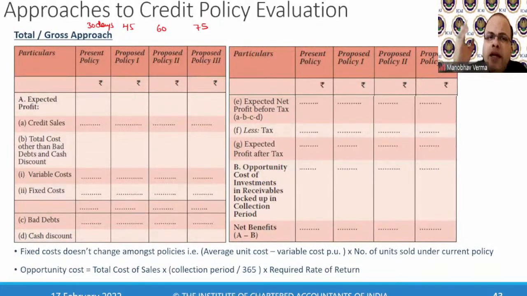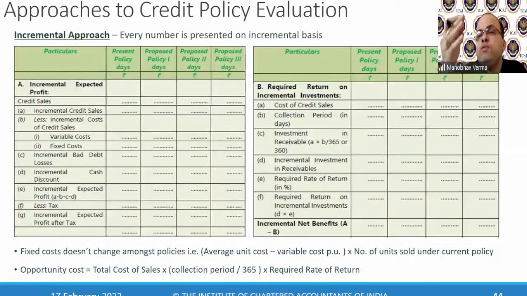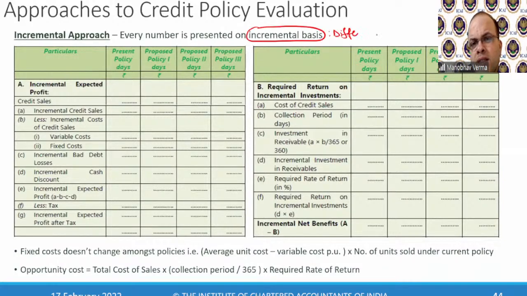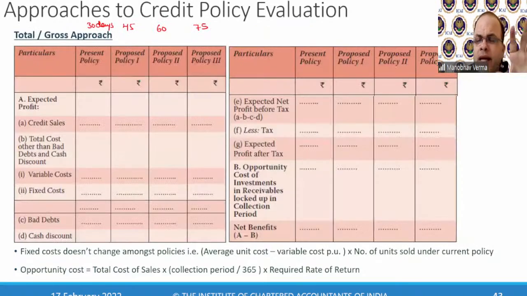Now, how to evaluate these individual proposals? In the incremental approach, we will make the present policy as a basis, and for the proposed policies, we will take only the differential amount, guys. So here we are talking about only differential amounts. So can I expect you guys to kindly go through these two tables before Saturday's lecture as a homework? Just a quick check on these two so that we can attack some illustration to understand this, guys.